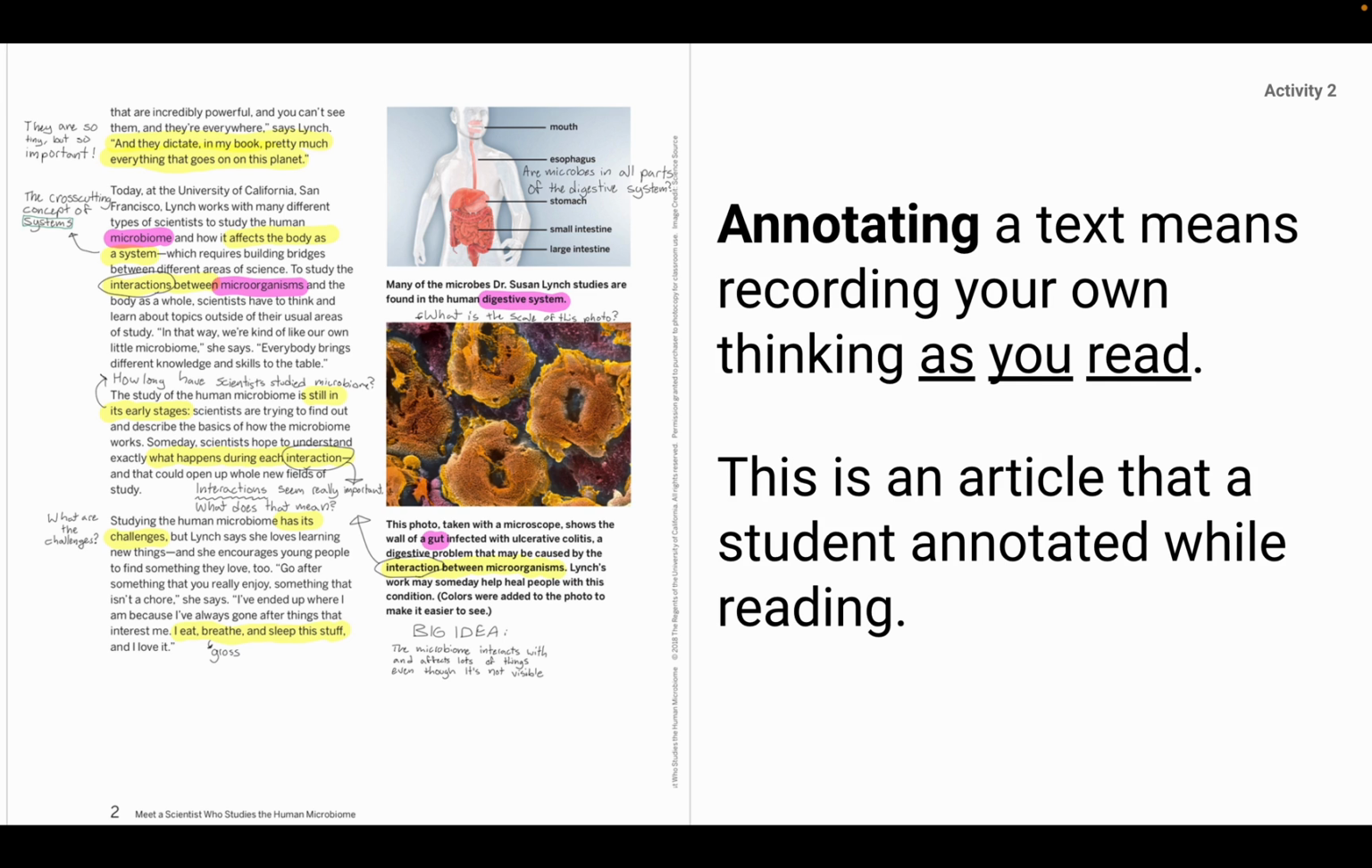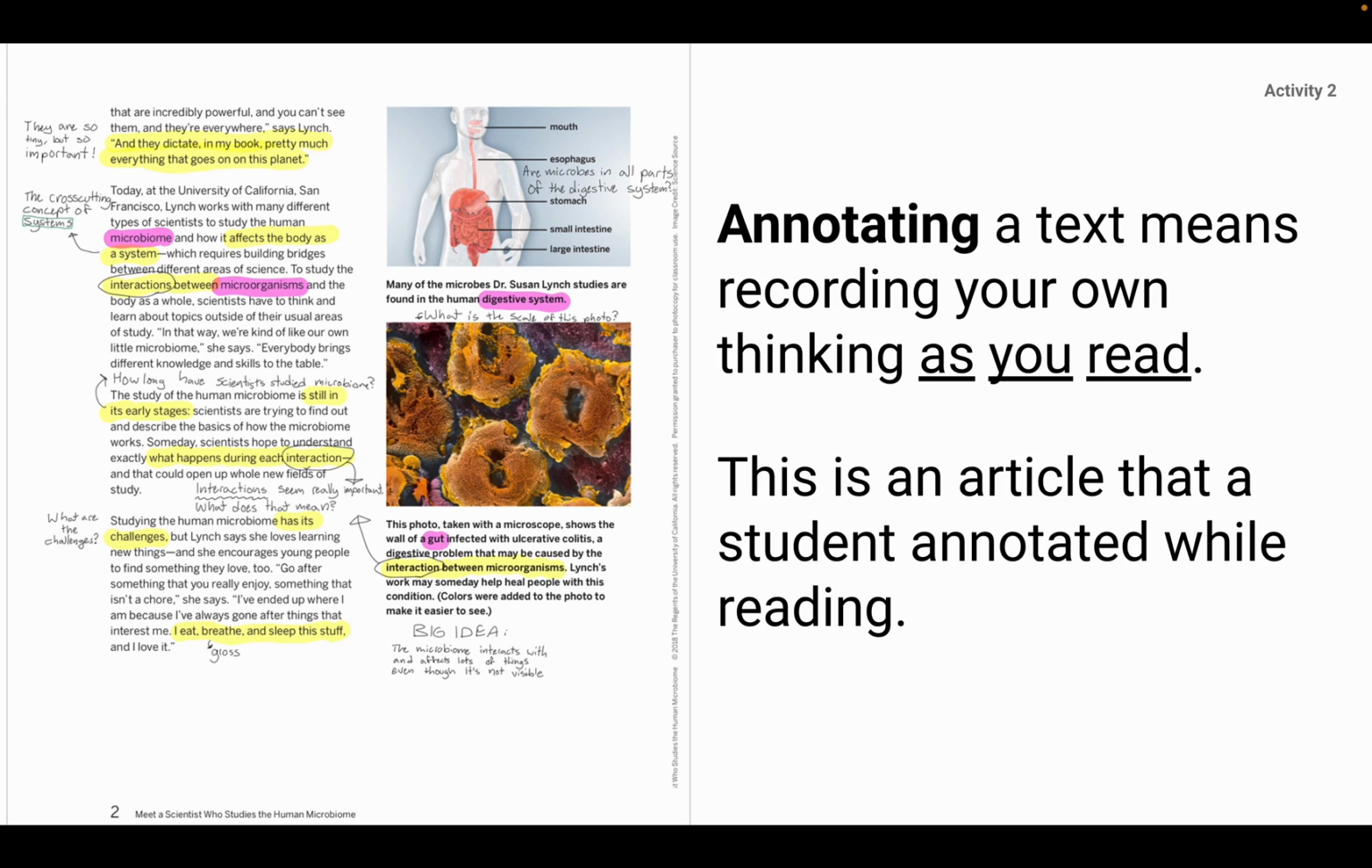Later on in that paragraph, it says what happens during each interaction. And he circled that, drew an arrow. This seems really important. What does it mean? Interaction, what does it mean? And then here's the deal. Underneath that second picture, the student identified the word interaction again. And so they have arrows pointing back up like, hey, look at this, this is really important. I've read about this twice now. What's going on? Notice that it's not anything formal.